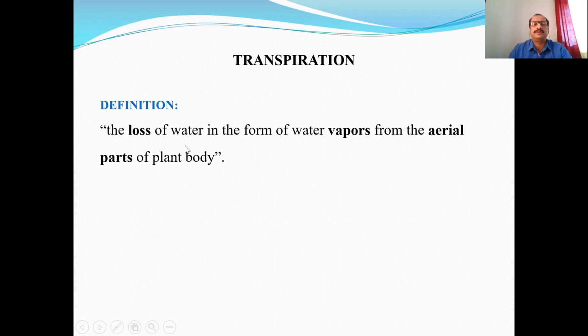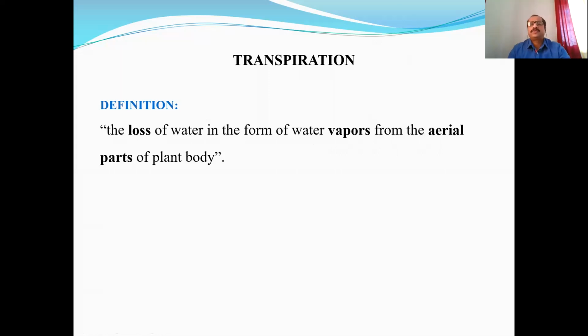So loss of water is important, and the loss is in the form of water vapors, because when there is loss of water from the plant body in the form of liquid or liquid droplets, that process is another process. It is called guttation. And when that liquid consists of some organic and inorganic salts dissolved in it, due to natural or accidental injury, then that process is called exudation. These processes we are going to discuss later. But at this stage, remember that this loss is in the form of water vapors, and it occurs from the aerial parts of the plant body.